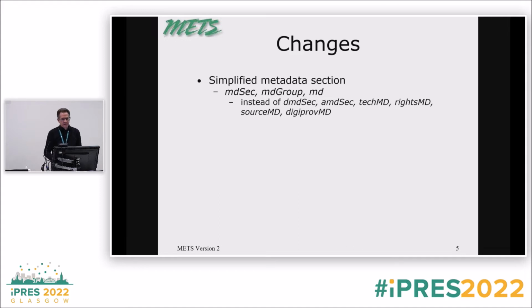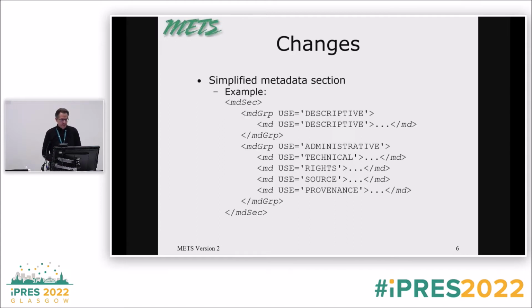So the basic sections were also changed, where the metadata sections are somehow the main parts. And we decided to make it more consistent with the file section in the regard that we have now only one MD section, a metadata section with a metadata group, just like in the file section, and a metadata element instead of the different named metadata sections: descriptive metadata section, administrative section, technical metadata, rights metadata, source metadata, digital provenance metadata. All this is still possible, but it's now in the same syntax. This looks like this. You see, it still has all the elements and the sections from METS 1, but now in a new syntax.